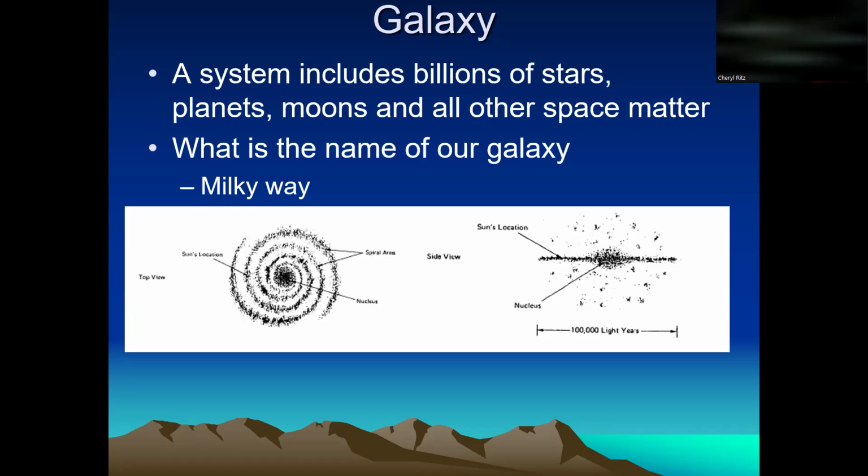And for the record, see that one little teeny tiny dot right there? That's the sun. So you can kind of see that the Milky Way is huge and the sun is pretty insignificant.